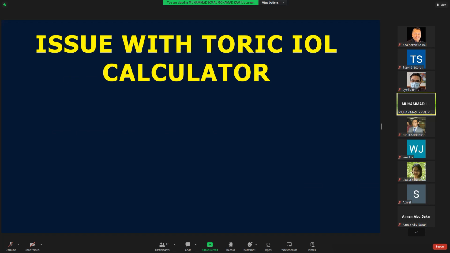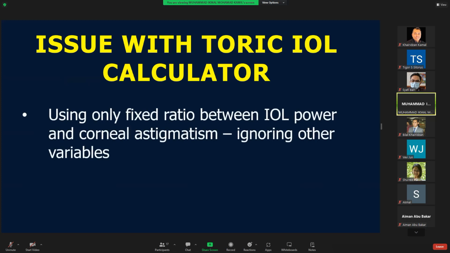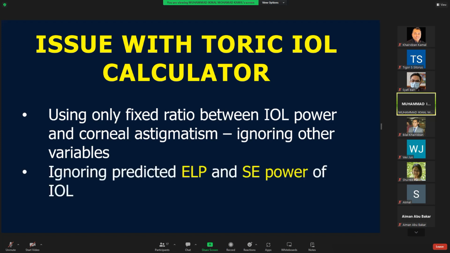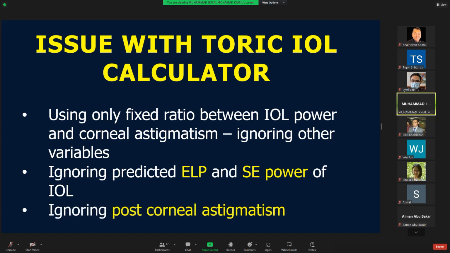Further, what is the issue with the toric IOL calculator? Previously, the toric calculator used only a fixed ratio between the IOL power and corneal astigmatism, ignoring other variables, ignoring the predicted ELP, effective lens position, and the spherical equivalent power of the IOL. It also ignored the posterior corneal astigmatism.